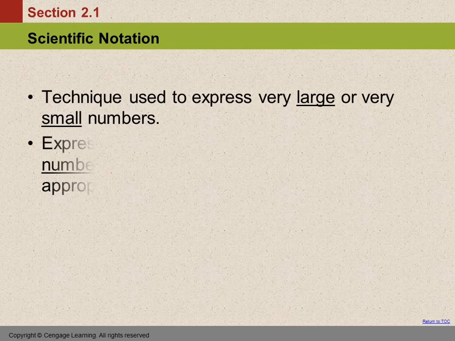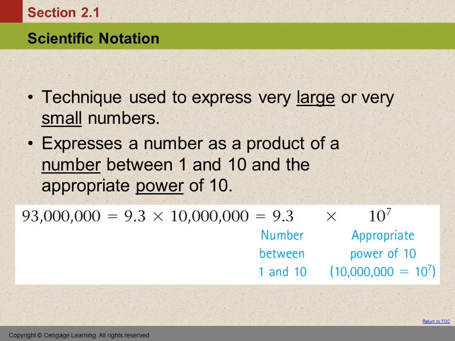In chemistry, we deal with really big numbers, really large numbers, and really, really small numbers. And they don't always fit on your calculator. And so we use a technique called scientific notation.